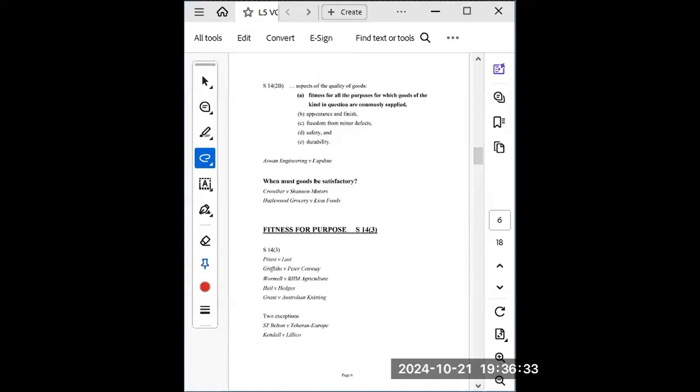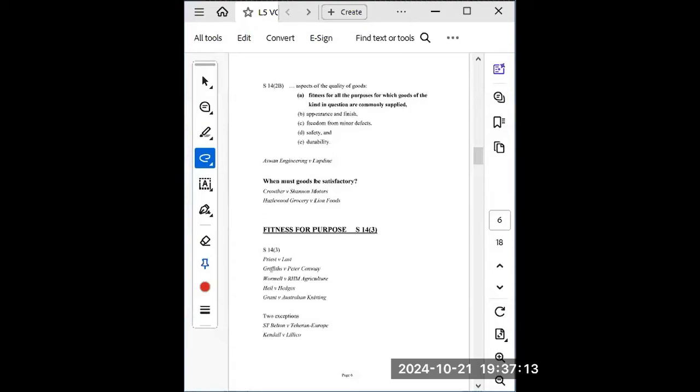Because the question is, well, if goods must be satisfactory at the time of sale and delivery, how do I know that the goods are defective or not? Because when you deliver the goods to me, I don't know at that point in time whether it's of satisfactory quality or not. Now, what Crowther against Shannon Motors is saying is if goods are defective after a short period of sale, that is evidence that at the time of sale and delivery, the goods were already defective.